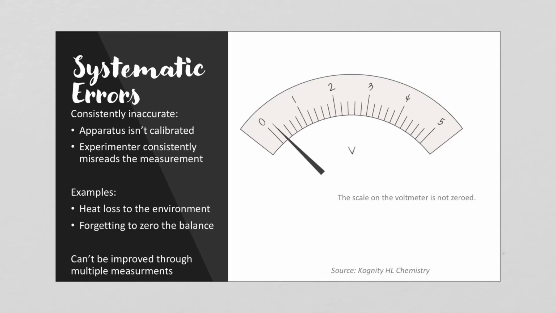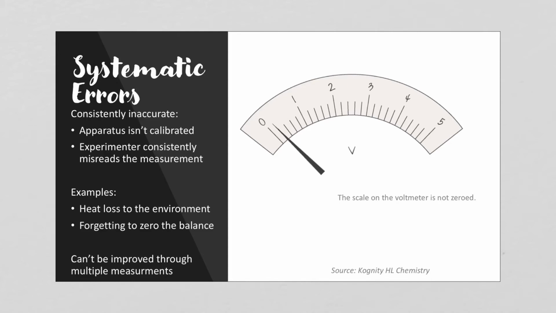But it's always inaccurate to the same degree, so it's not a huge deal. Some examples would be heat loss to the environment. So consistently, some of your heat is being lost to the environment. So that is a systematic error.